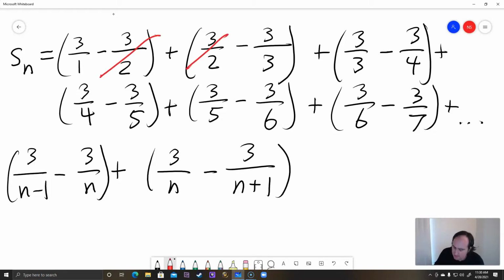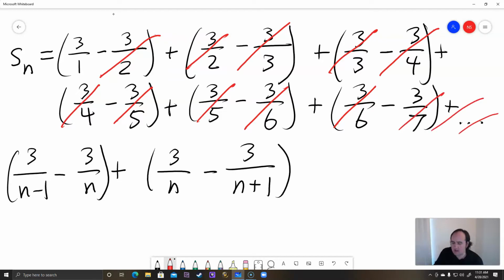So those cancel out, and then the negative 3 over 3, the positive 3 over 3, those cancel out. The negative 3/4, positive 3/4, those cancel out. Negative 3/5, positive 3/5, negative 3/6, positive 3/6. And since we see the pattern, we know all of these terms in the middle are going to cancel out. So I can cross out the dot dot dot. And we know that the 3 over n minus 1 had to cancel out with the previous term. And we can also see the negative 3 over n and the 3 over n are going to cancel out.